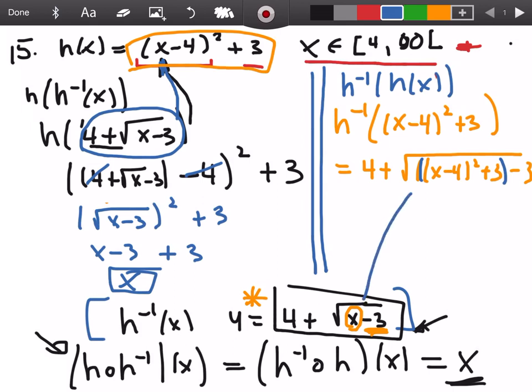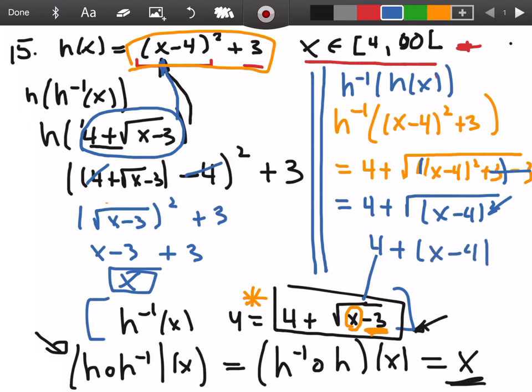And then look, once again, the minus 3 and the plus 3 cross off. They're all under that square root. And so now I have 4 plus the square root of x minus 4 squared. The square root of that is going to cross off that square. So I have 4 plus the quantity x minus 4. The 4's cross off, and we get x.